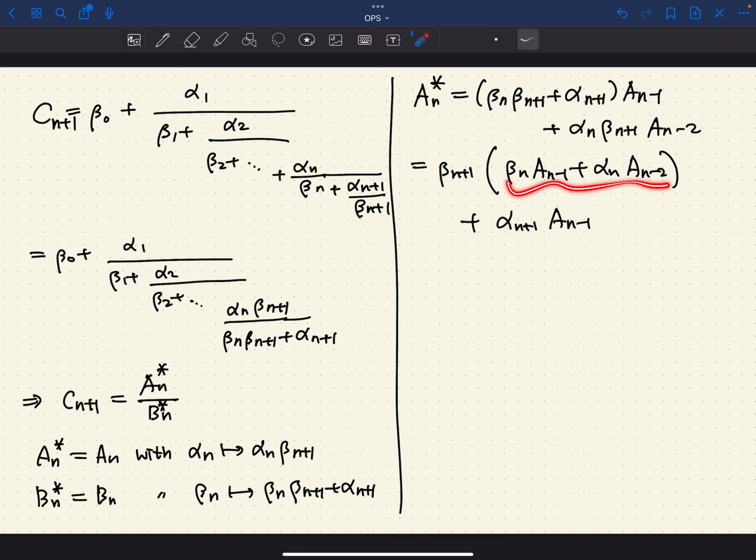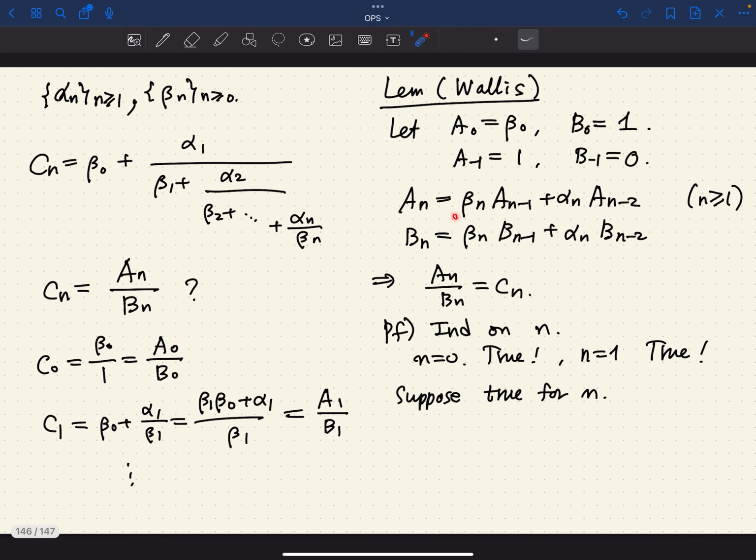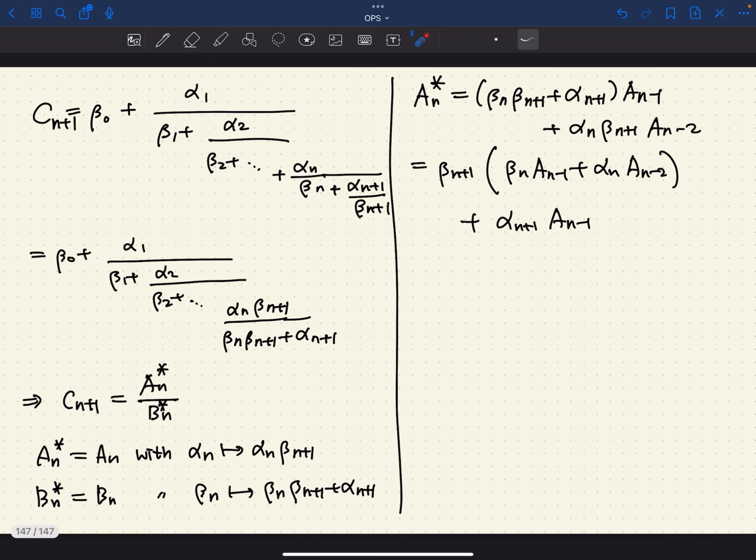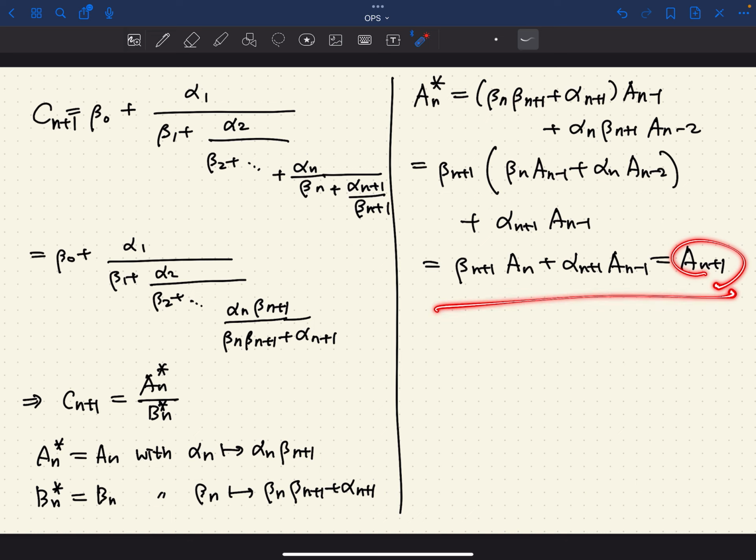But this is exactly this. So this an. But what is this? This is an plus 1 by definition. The definition of an sequence is this. So this is equal to this, and the same way, bn star is bn plus 1.